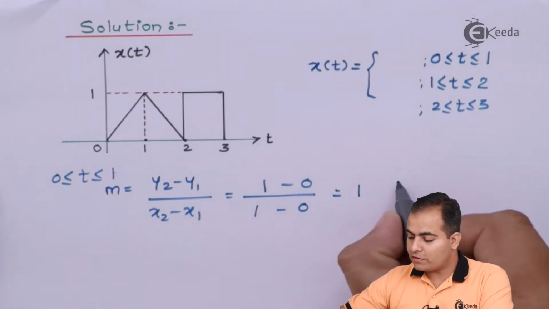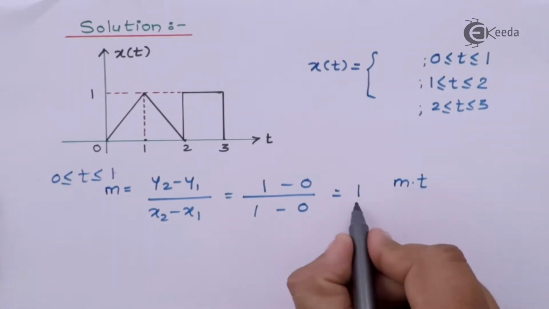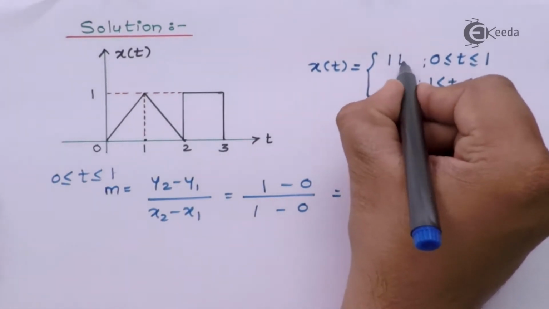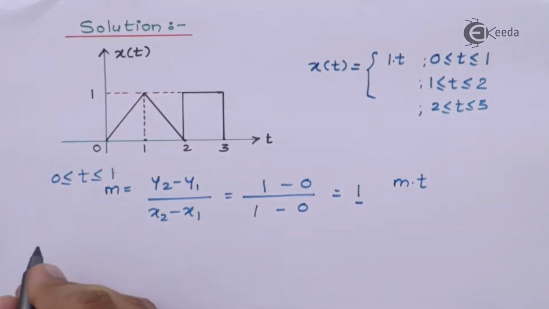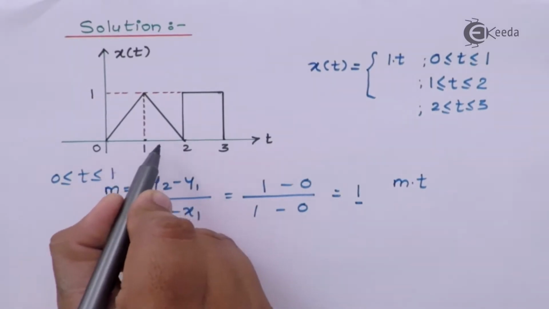Now how are you going to write the formula of a ramp wave? The ramp wave formula is always m into t. Your slope value is 1, so I am going to write 1 into t. Next, we'll calculate the value for the slope which is available in between 1 to 2.